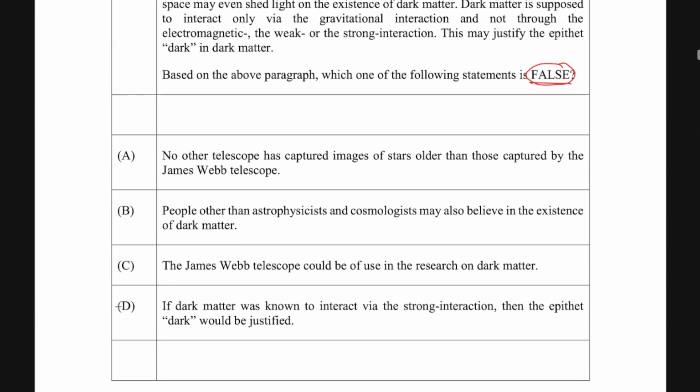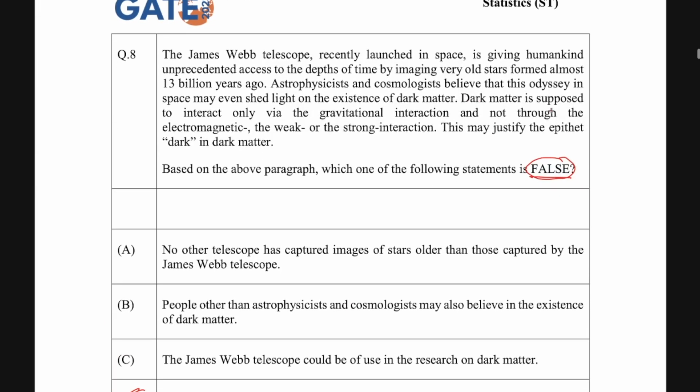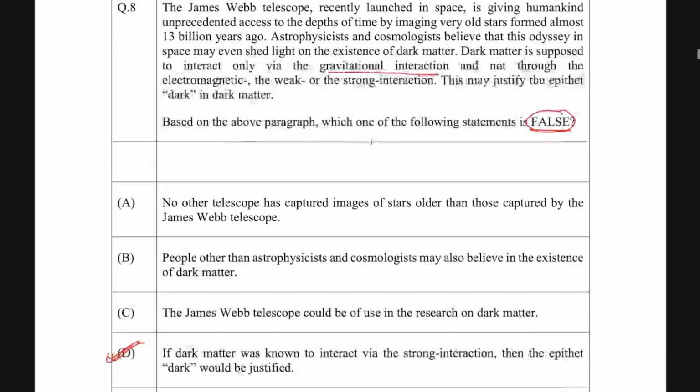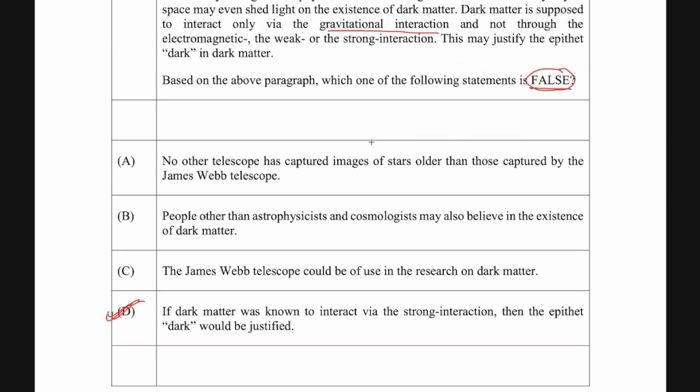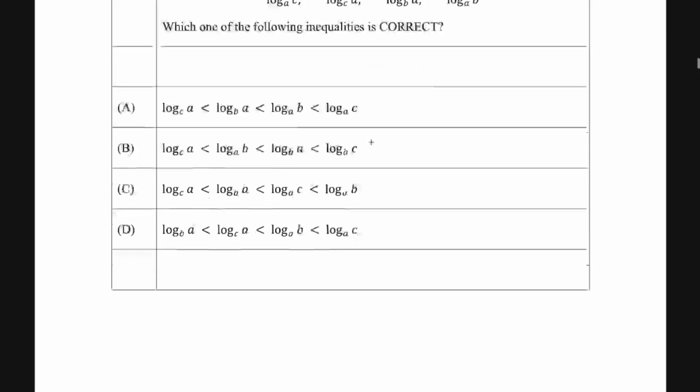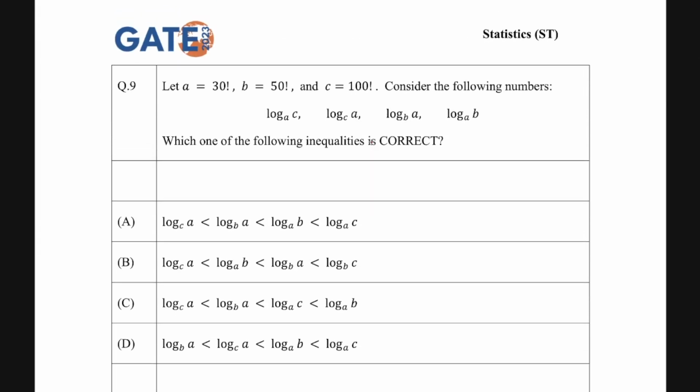So see, the fourth statement looks false. Why? Because it says that if the dark matter was known to interact via strong interaction, then the epithet dark would be justified. But here it says that dark matter is supposed to interact only via gravitational interaction and not through electromagnetic, weak, or strong interaction. This may justify the epithet. So since it interacts only via gravitational interaction, that's why it is justified as dark matter. If it were by strong interaction, we would not have said that. So statement D is totally incorrect, and you can directly tell that from the statement given. Okay, let's see the next question.